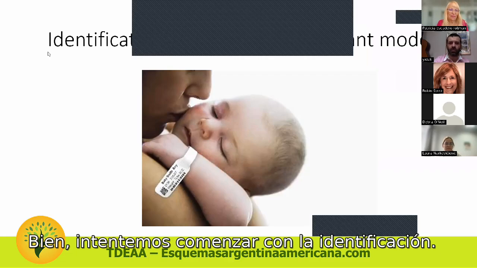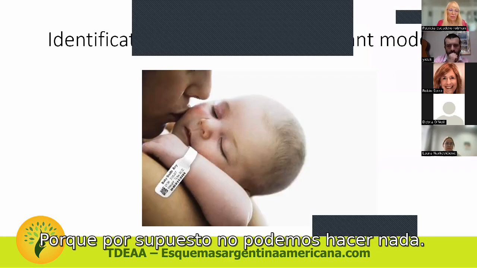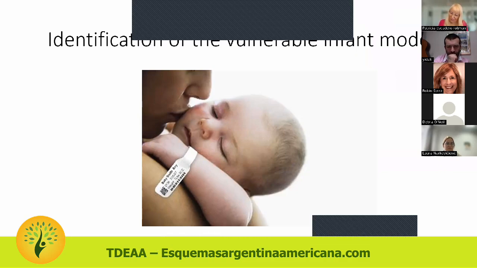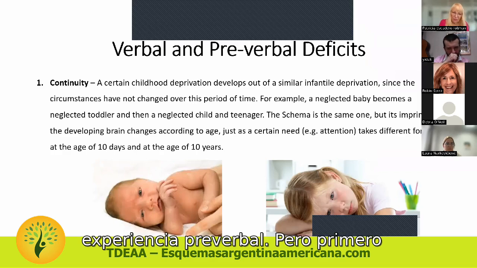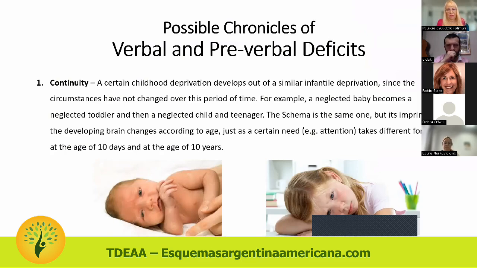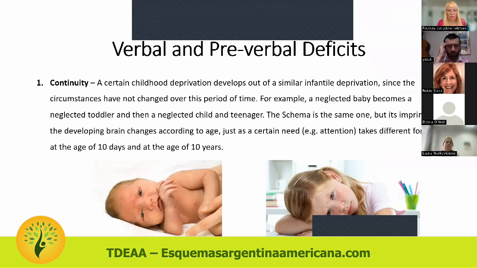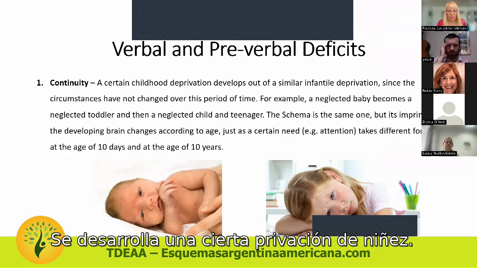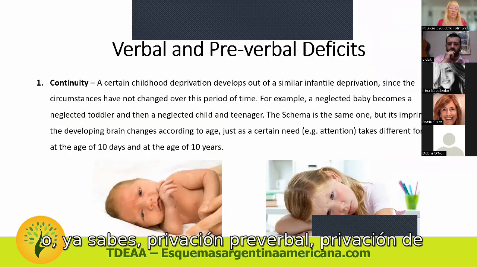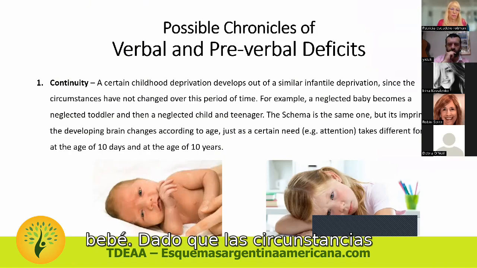Okay, let's start with identification, because of course we can't do anything unless we identify that we're standing in front of a preverbal experience. But first, let's talk about three cases that we have in this sense. One is continuity. A certain childhood deprivation develops out of a similar infantile deprivation or preverbal deprivation, baby deprivation.